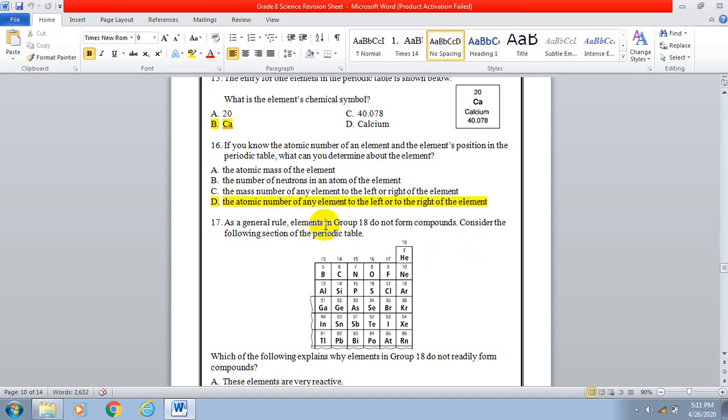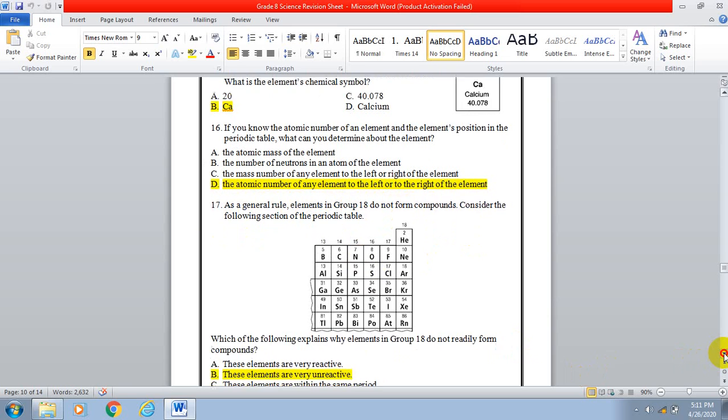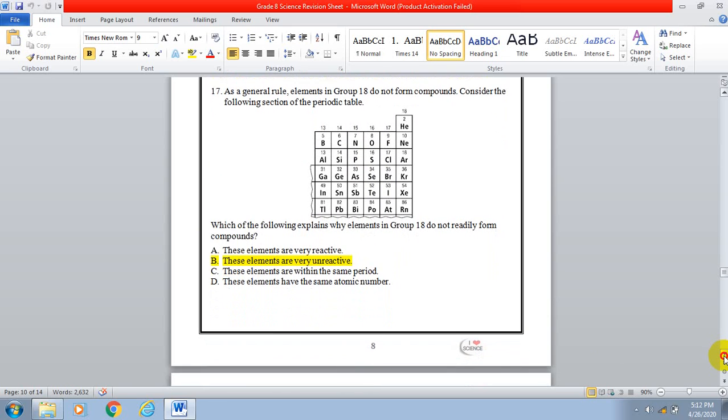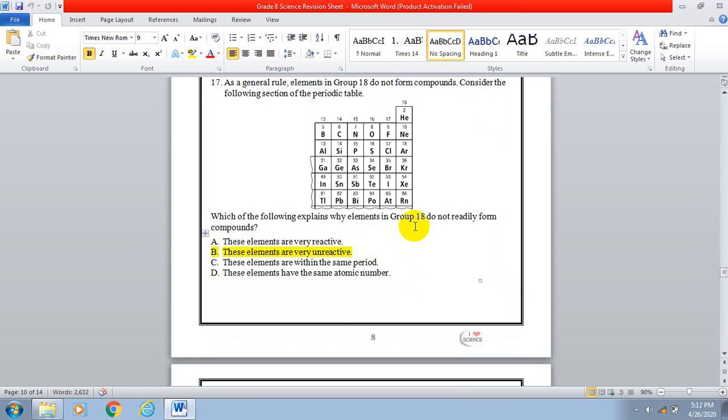As a general rule, elements in group 18 do not form compounds. Consider the following section of the periodic table. Which of the following explains why elements in group 18 do not readily form compounds? These elements are very reactive. These elements are very unreactive. These elements are within the same period. These elements have the same atomic number. No, these elements are very unreactive. This was the correct option.